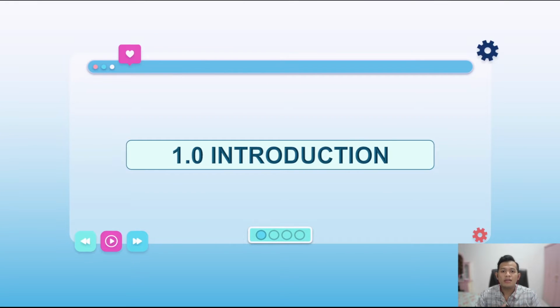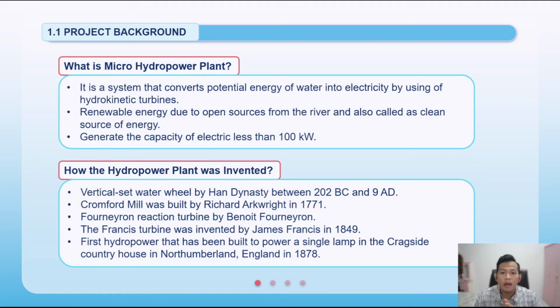Firstly, let us start with the introduction of the project. For the project background, a micro hydropower plant is a system that converts potential energy of water into electricity by using hydrokinetic turbines. It is also a renewable energy due to the open source from the river, and it is also called a clean source of energy or nature. For the capacity of electricity, a micro hydropower plant can generate less than 100 kilowatts.